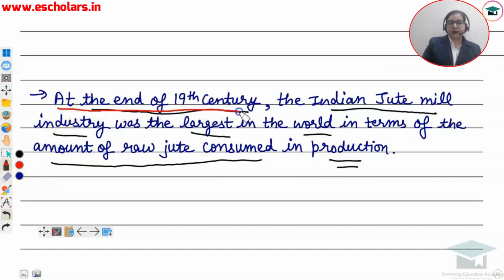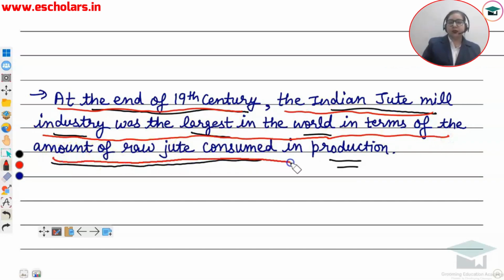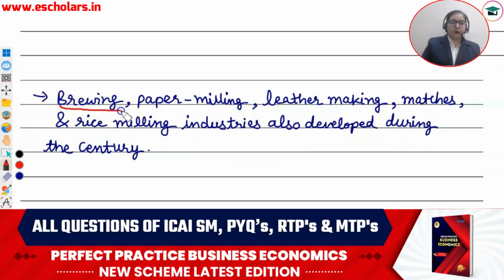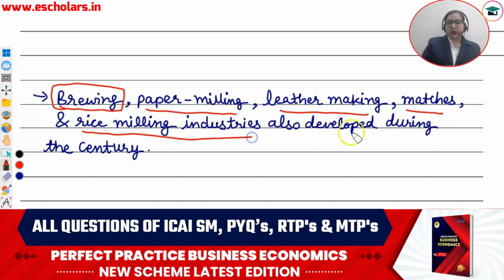At the end of 19th century, the Indian jute mill industry was the largest in the world in terms of the amount of raw jute consumed in production, or you can say the amount of raw jute used in production. Brewing is basically the process of creating beer or any alcoholic product. Paper milling, leather making and matches and rice milling industries also developed during the century.